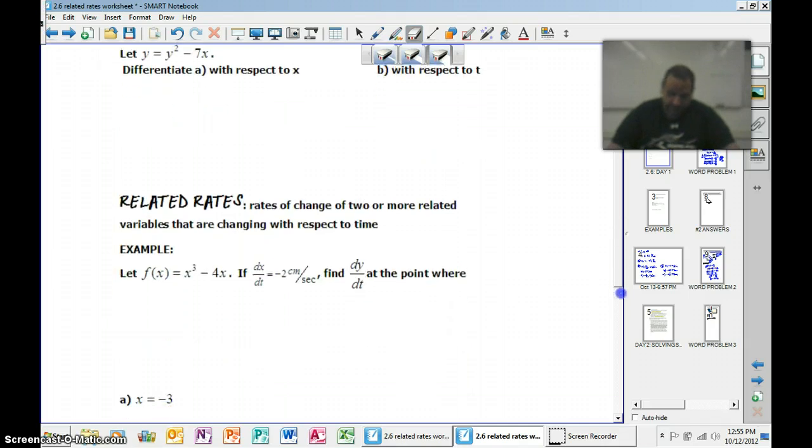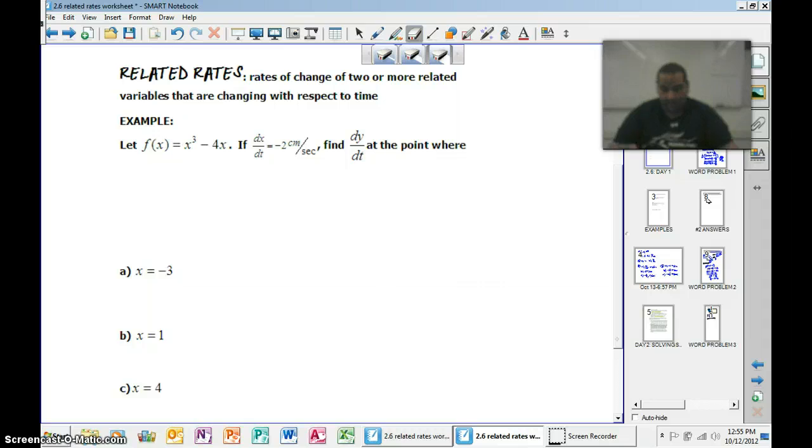All right? So we're doing related rates, and we're going to take rates with respect to t. But we're only given one variable, like in this example. The function is f of x equals x cubed minus 4x. But then we have dx dt equal to negative 2 centimeters per second, because that's a rate. It's changing. And we have dy, and we want to find dy dt.